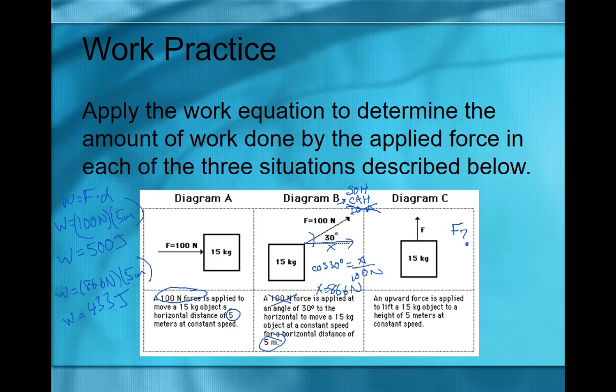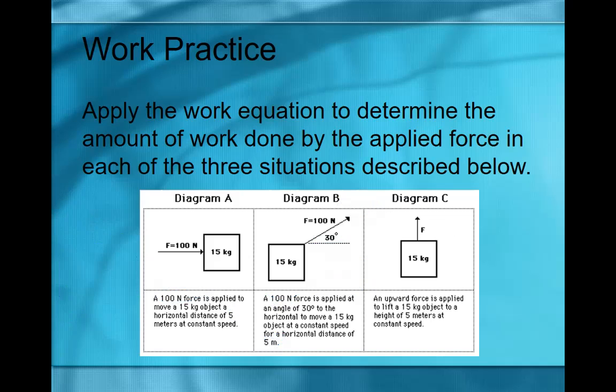So the first two are easier examples. We can say 500 joules, 433 joules. And I'll clear this so we have some room to work. All right. Now, let's remind ourselves of those answers. We had 500 joules. We had 433 joules. Okay.